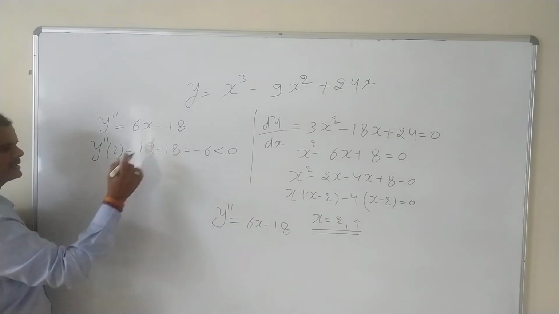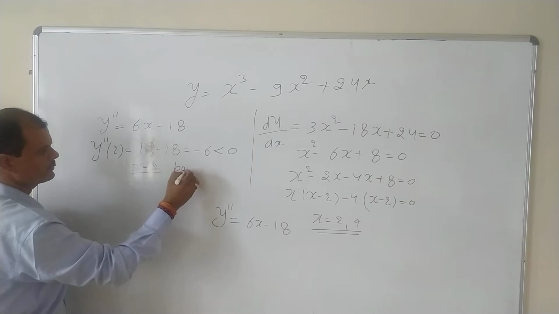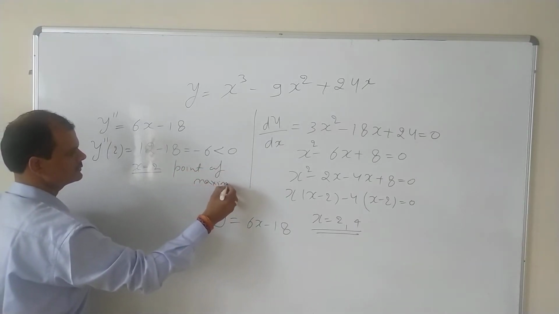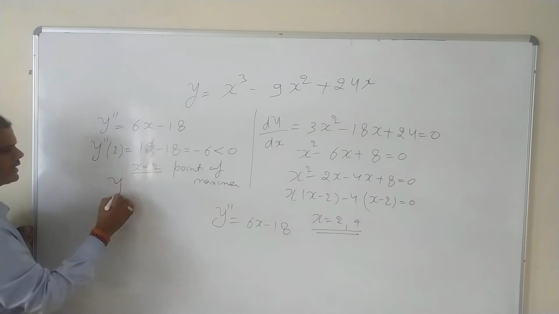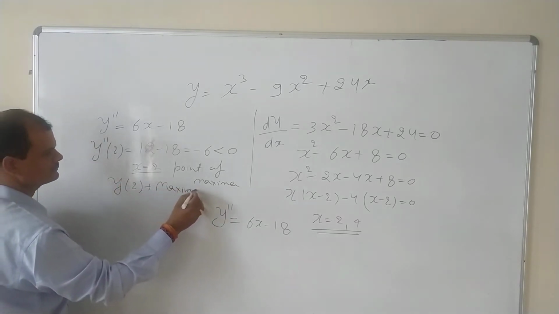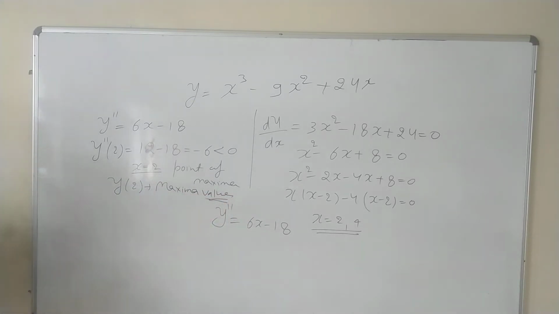So the double derivative is less than 0. So we say x equal to 2 is the point of maxima, and the corresponding value y(2) will be the maxima value of the function. Fine. This is your maxima point and maxima value.